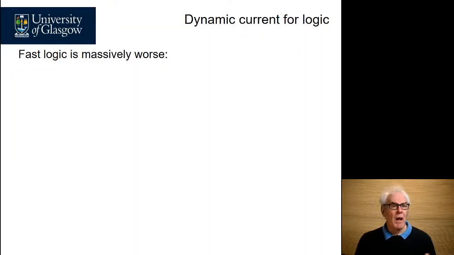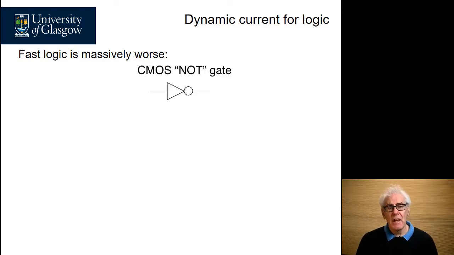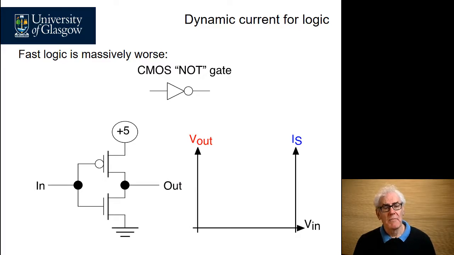But you may say, oh well, in logic things are much easier. Well, actually they're not. In logic, life is a lot harder, because fast logic generates very large spikes. So let's do the analysis, and let's take a simple CMOS NOT gate, an inverter. This is what it looks like. We have an input terminal, a plus 5 volt rail, and an output terminal. And what we have here is a current supply, and an output voltage.